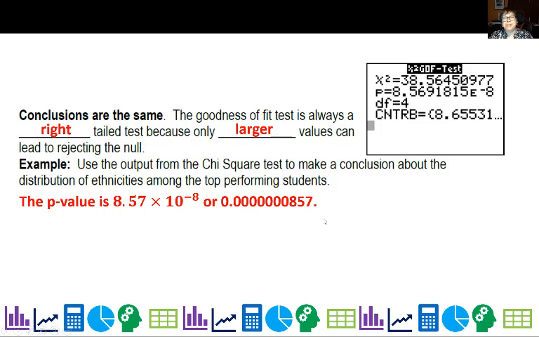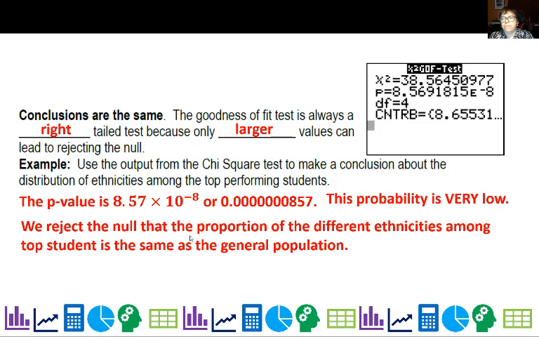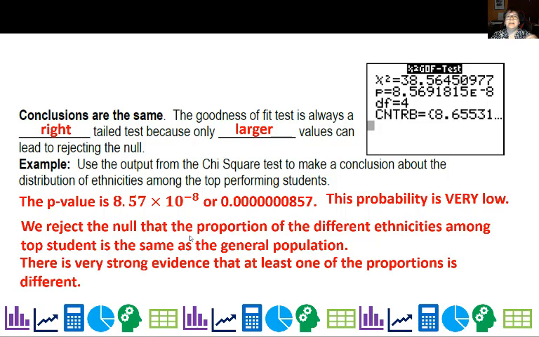Now this probability is very low. Whenever I'm surprised by a very low probability, that's the only kind I find surprising, we reject the null. Which means we reject that the proportions among the top students are the same as in the general population. We actually have very strong evidence that at least one of the proportions is different.